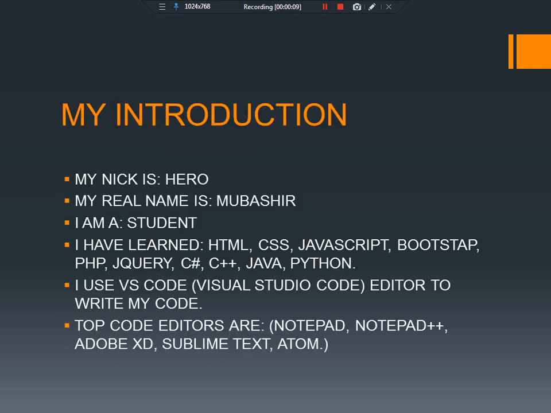Code with Hero. My introduction. My name is Hero. My real name is Bashir. I am a student. I have learned HTML, CSS, JavaScript, Bootstrap, PHP, jQuery, C#, C++, Java, and Python. I use VS Code, Visual Studio Code editor to write my code. Top code editors are Notepad, Notepad++, Adobe XD, Sublime Text, and Atom. But my favorite is VS Code.